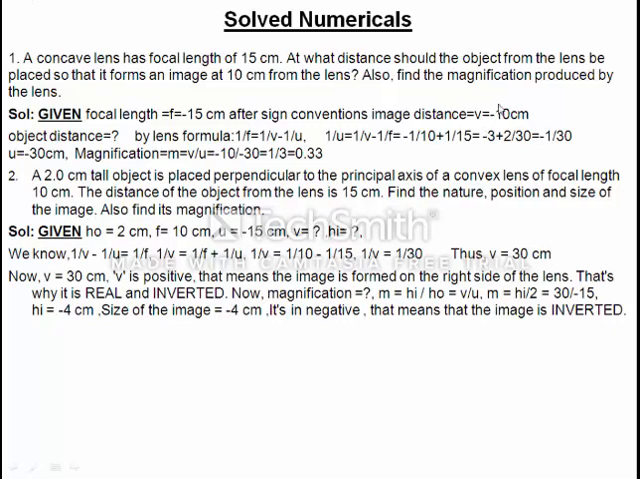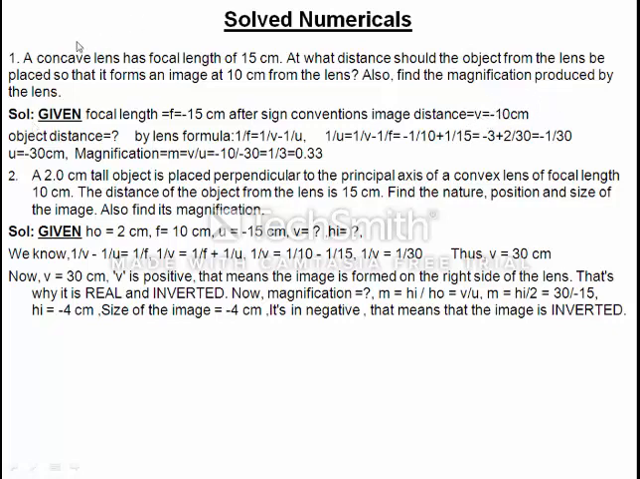So that's why I have written V is equal to minus 10 centimeter. Please don't be confused about why V is equal to minus 10 centimeter, why not V is equal to plus 10 centimeter. This confusion always arises in the mind. Why have we taken minus 10 centimeter, why are we not taking V as plus 10 centimeter?